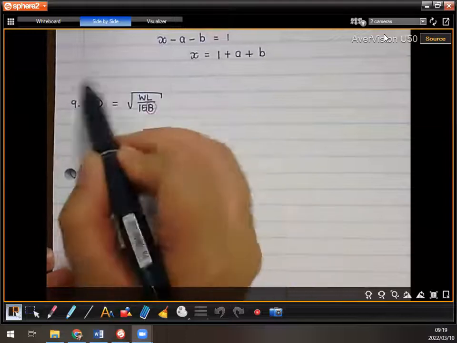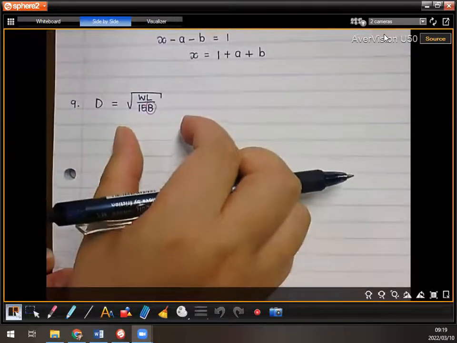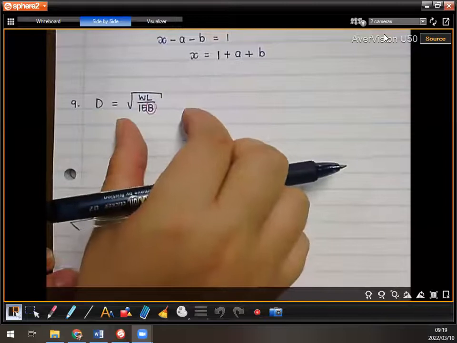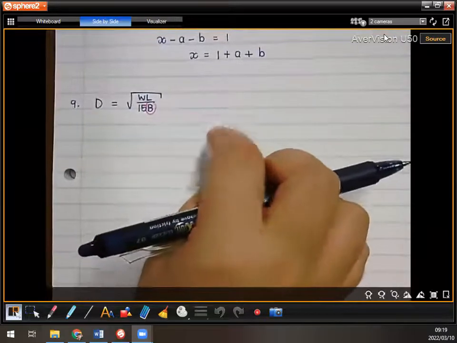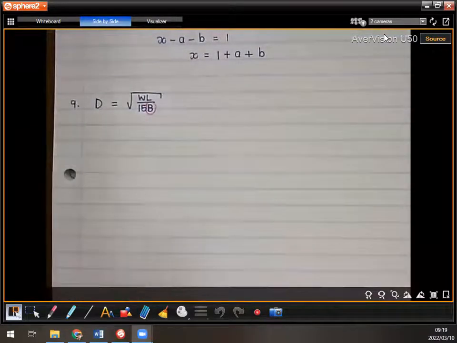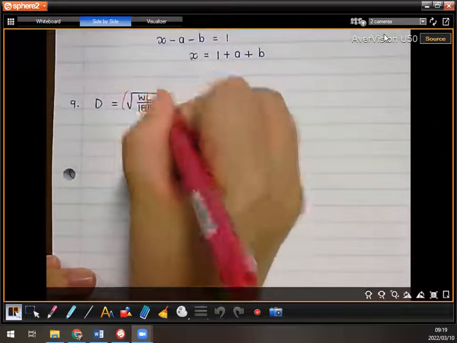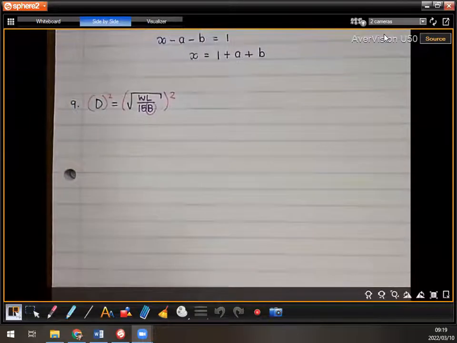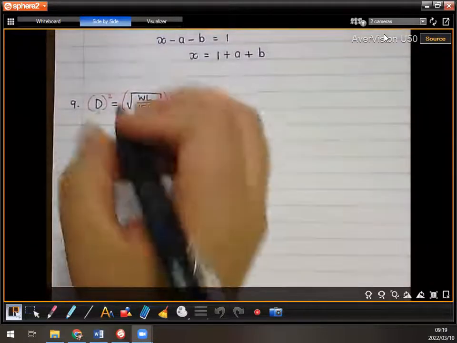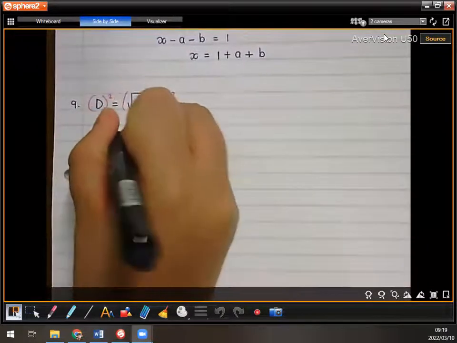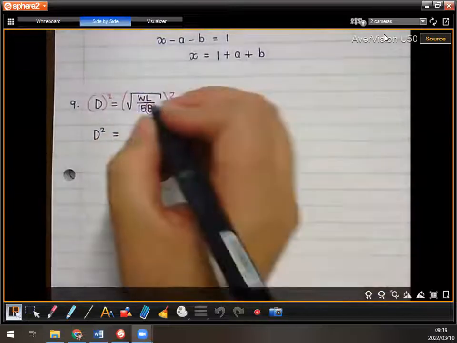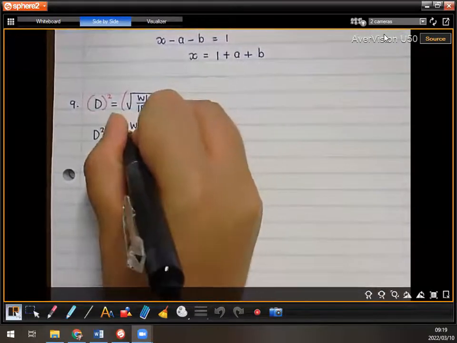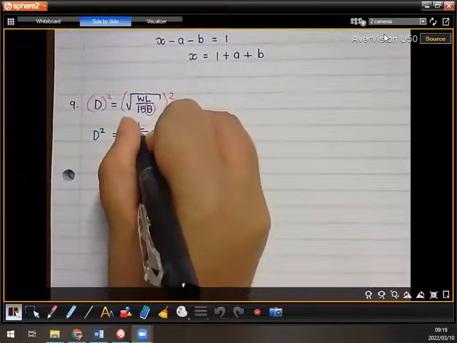But I think you can figure out, in trying to get rid of the square root, do you agree that you have to square it? So the square root and a square cancel each other out. So you would have to square this side and then square the other side as well. Remember, in an equation, you can do anything to the equation as long as you do the same thing on the other side. All right? So I'm going to have d squared equal to, now the square root and the square will cancel each other out. So WL over 15b.